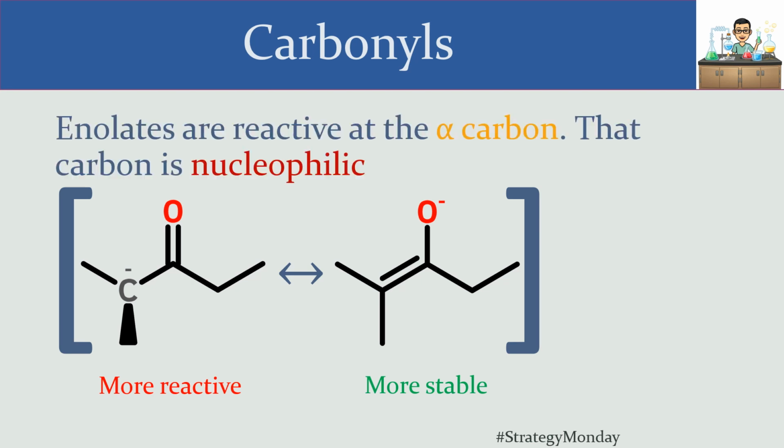So that means when we take a look at enolates, enolates are reactive at the alpha carbon, right? They wouldn't be reactive with the more stable version. They'd be reactive with the more reactive version. And so the reactivity is actually happening here and not here. And that's something that's very worthy of noting, is that when you have a molecule with a negative charge on the oxygen, that's the more stable form, yes, but the reactive form is with the carbon. So that carbon is nucleophilic.